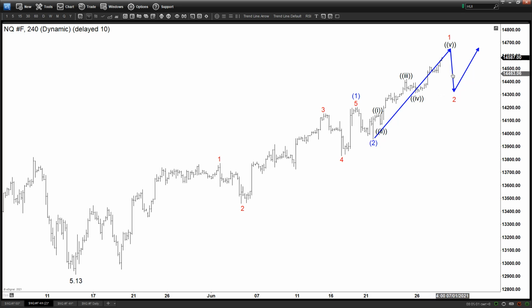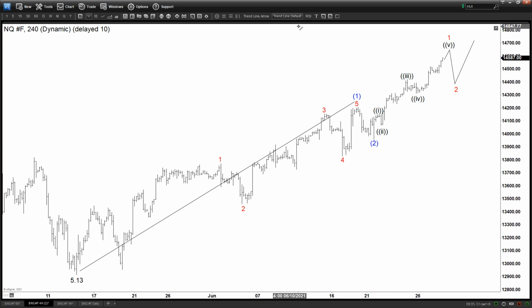Now let's take a look at the structure of the Nasdaq and see where we are. We're talking about the rally that started from May 13, which is in 3 waves, in 5 waves. You finish the first leg here, 1 2 3 4 5 here, right? You finish the first leg, and then this is your connector, and then you extend higher again.